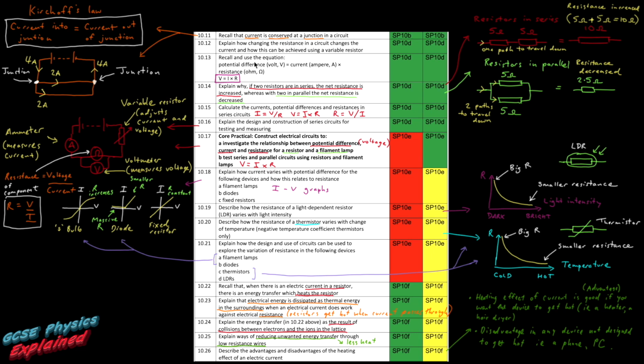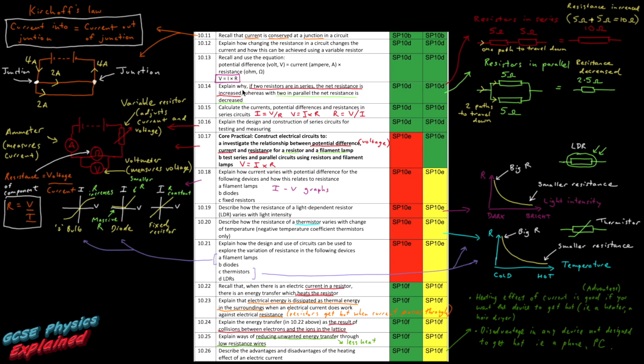10.13. Recall and use the equation potential difference equals current times resistance. This is Ohm's law. V equals I times R. Voltage equals current times resistance. So they'll just give you some numbers and they'll ask you to calculate something. You might have to rearrange it.